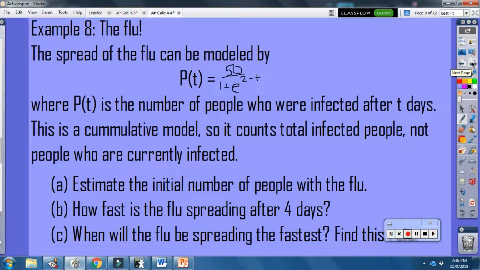Our last problem of the day, we're going to consider a word problem where we look at an example of how the flu spreads. So the problem here says that the flu can be modeled by this equation here, 50 over 1 plus e to the second power minus t. And this is where p of t is the number of people who are infected after t days. This is a cumulative model, so it counts the total people infected, not the people who are currently infected. Let's just take a look at what that looks like real quick.